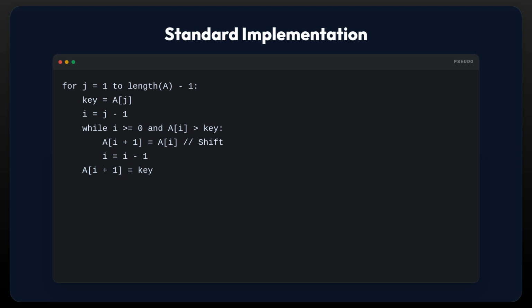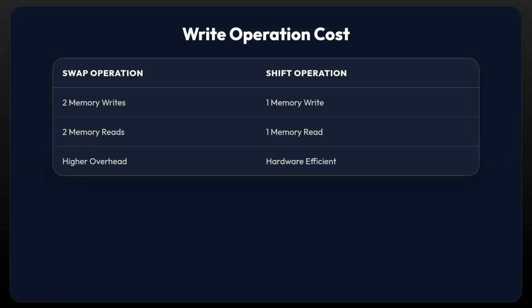Let us compare the exact cost of memory movement. A standard array swap requires 2 memory reads and 2 memory writes, as the temporary variable is stored in a CPU register. However, insertion sort uses a shift mechanism, requiring only 1 memory read and 1 memory write per shift, which still drastically reduces the overall bandwidth overhead.